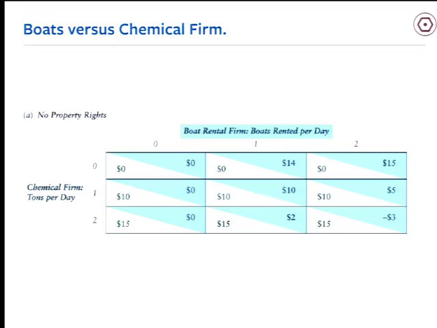So if we go down one further, we really ramp up production. You see it's 15 for 0 boats, 15 for 1 boat, and 15 for 2 boats. So again, independent of what the boat company does, the chemical firm makes $15 in profits in all 3 states of the world, which is higher than the $10 here. So what's the chemical firm going to do? They're going to produce 2 units of pollution.